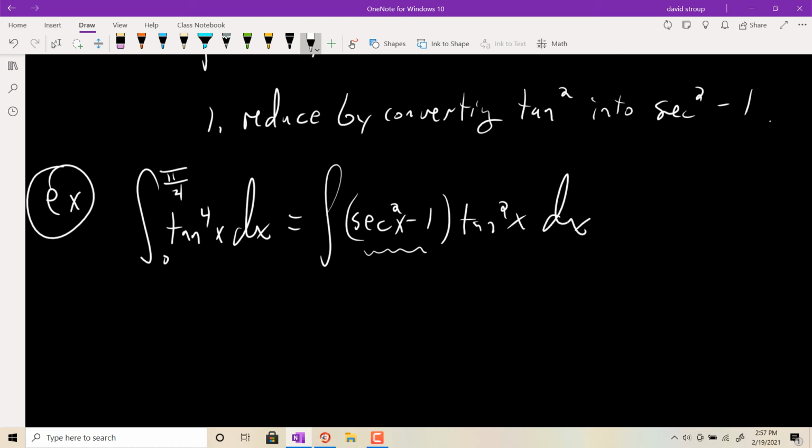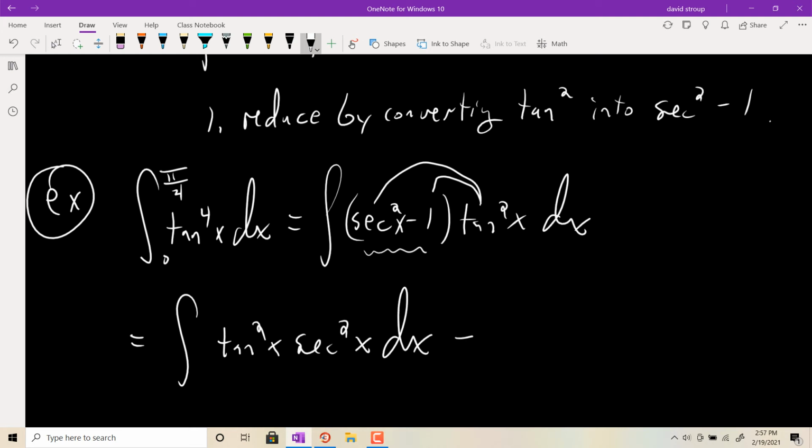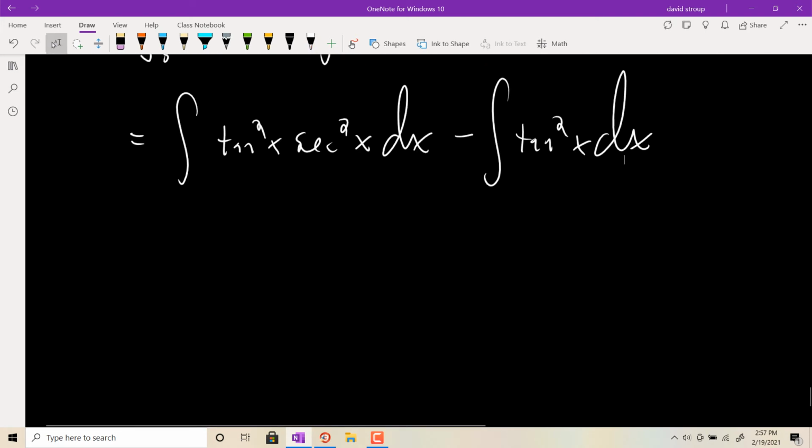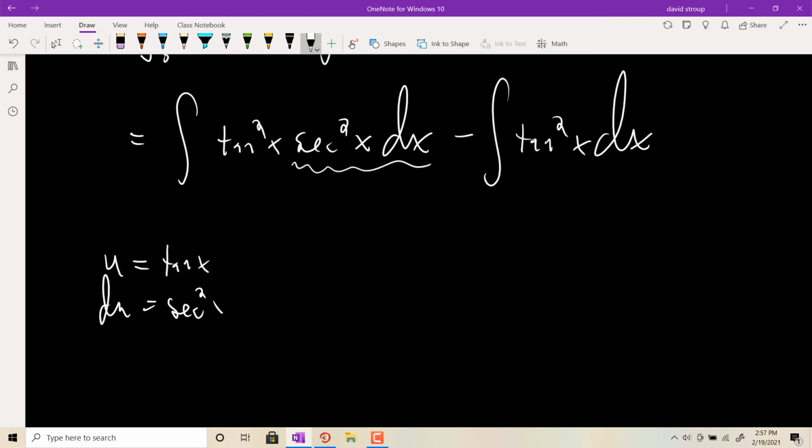All right, now I can distribute, and I'll end up with the integral of tan squared x secant squared x dx minus the integral of tan squared x dx. I can do a u sub on tan for this first integral. So let me let u equal tan x, and then the differential is sitting right here. The derivative of tan is just secant squared x dx.